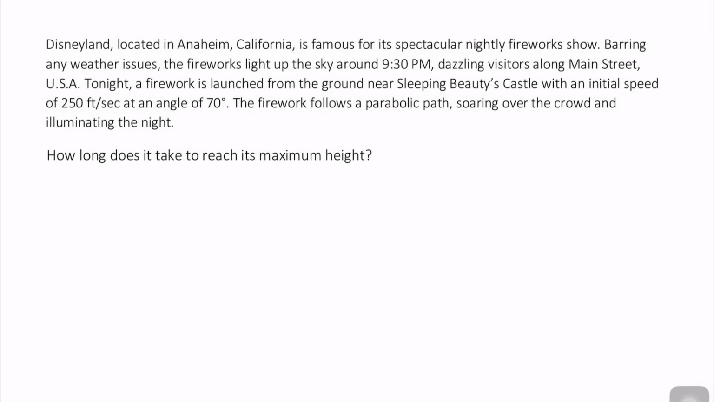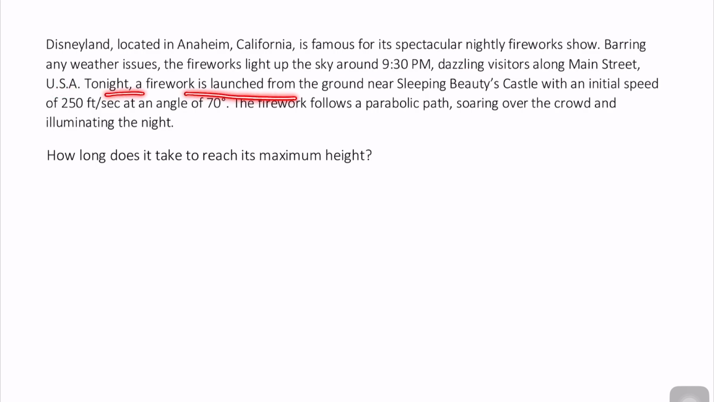Welcome. In this video, I'm going to go over a magical projectile motion problem. So Disneyland, located in Anaheim, California, is famous for its spectacular nightly fireworks show. Barring any weather issues, the fireworks light up the sky around 9:30, dazzling visitors along Main Street, USA.